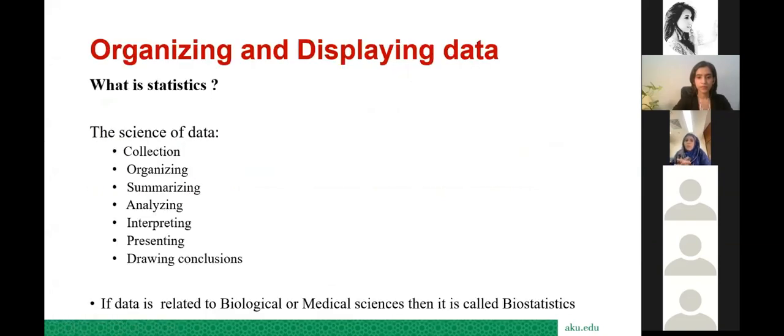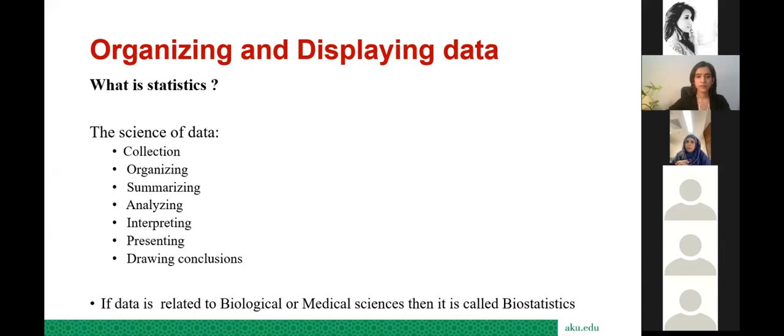So first of all, when we talk about data, when we talk about statistics, the major important thing when you have the data with you is how to organize and how to display the data. That is important to keep in mind. Data is there, what to do with it? So first of all, what is statistics? Statistics is just the science of data: collection, organization, summarizing, analyzing, interpreting, presenting, and ultimately drawing conclusions from your data.